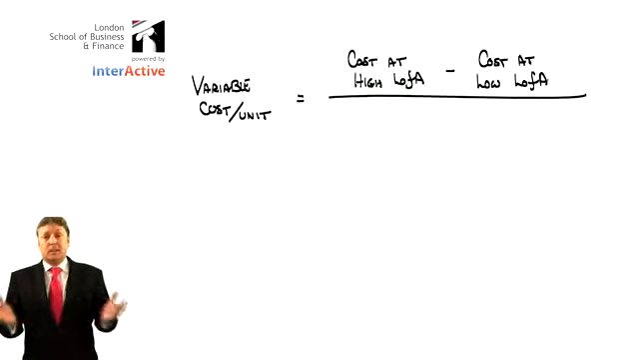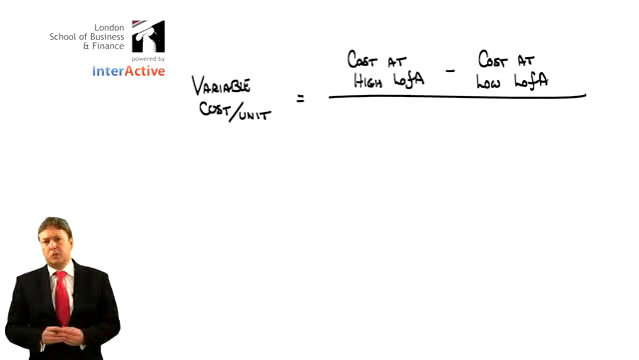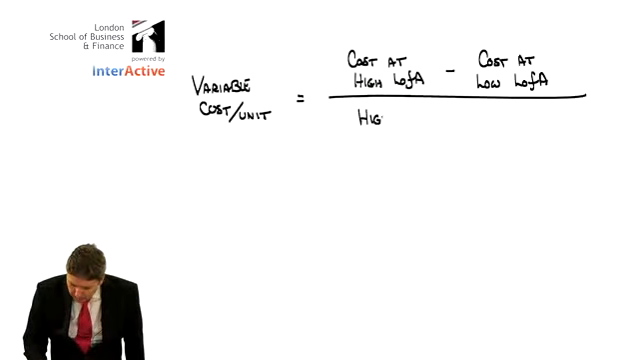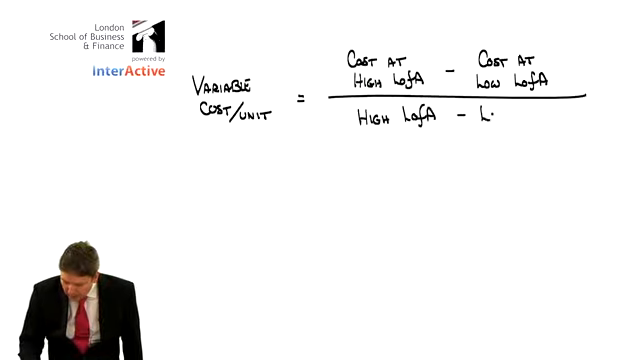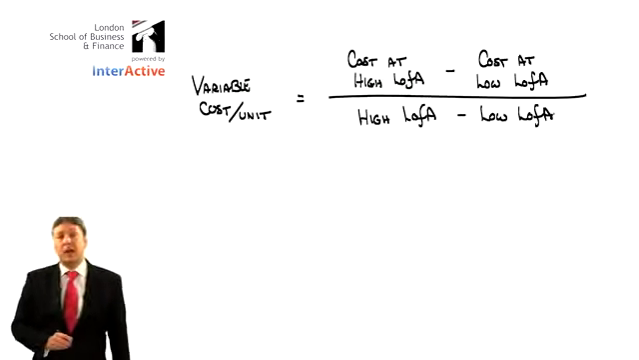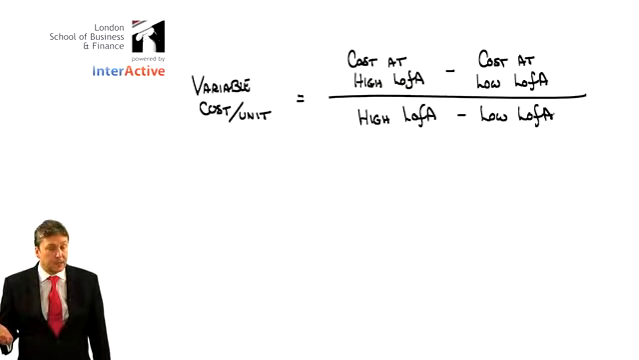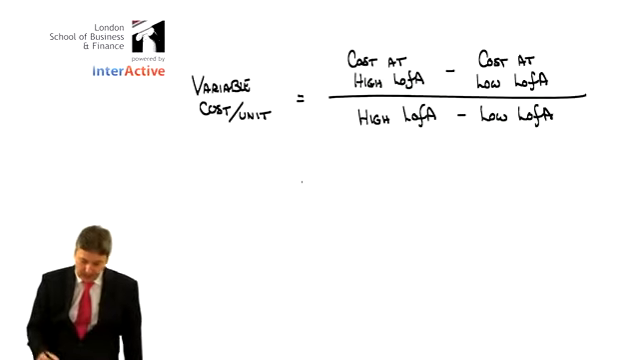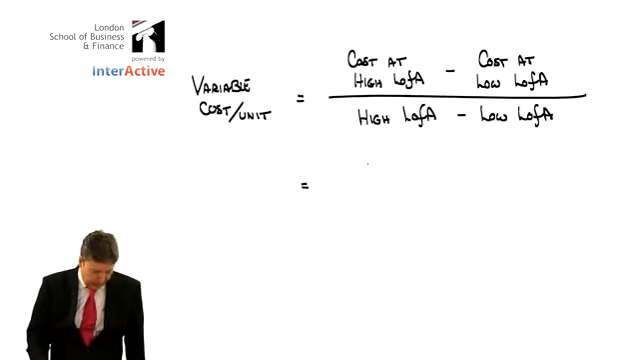Once we've established that the difference must be the variable cost, we're already sorted. We know the difference between those two is variable. And then we divide through by the difference in units, the high level of activity minus the low level of activity. And that will give us a cost on a per unit basis. Remember, when we look at cost behaviour, we expect the variable cost to be a constant on a per unit basis.